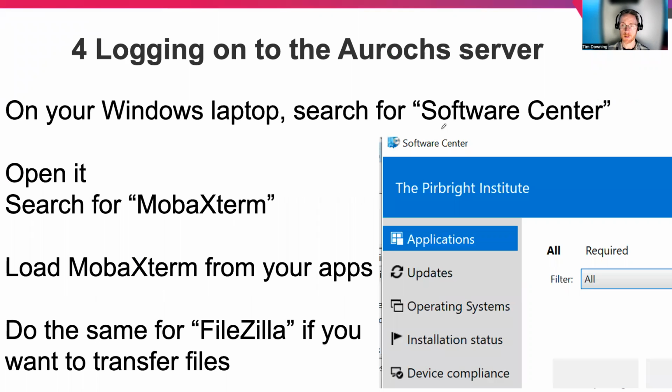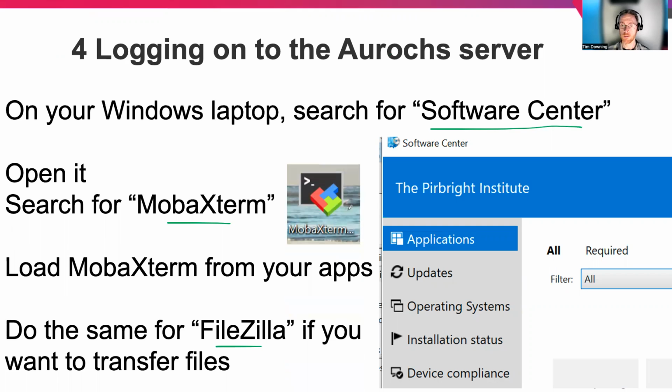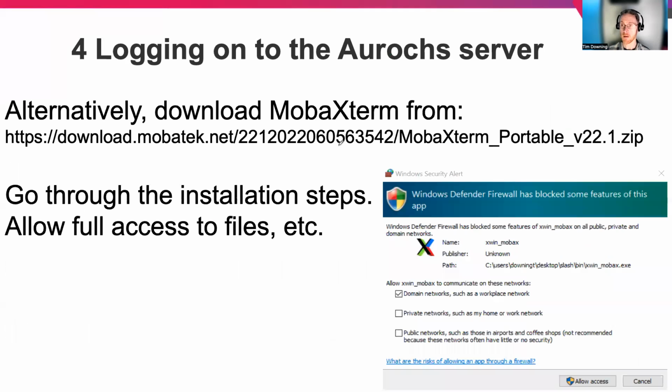Previously, we were able to use the Software Center. You can search for it in your Windows laptop and open it from there. However, MobaXterm is not available there anymore. So instead, you can just download FileZilla. Once you install MobaXterm properly, you'll see this icon on your desktop and you'll be able to launch it easily from there. Plan B, you can always just download the executable from the zip file from our website here and go through the standard installation steps.